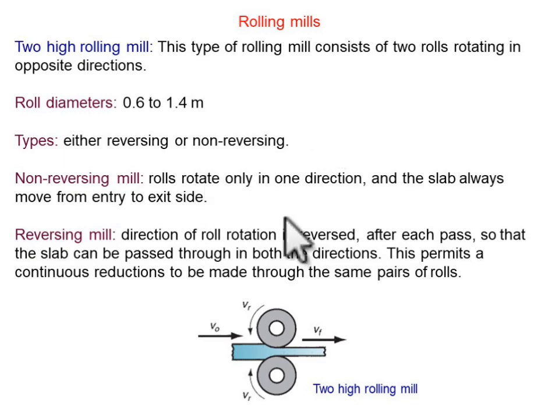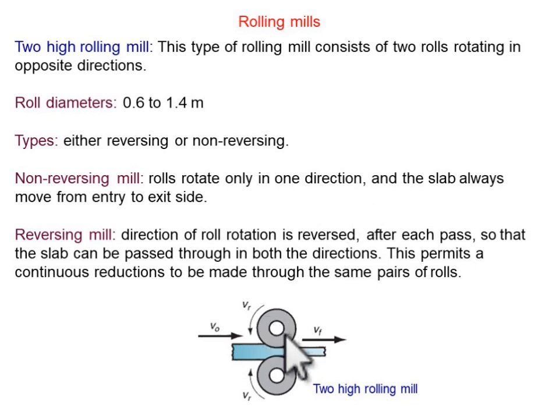Firstly, try to understand what a two-high rolling mill is. If it is written that we have a two-high rolling mill, it means it has two rolls, and the workpiece comes from the left side and goes out from the right side in this way. The roll diameter is between 0.6 and 1.4 meters. Now we need to know what is reversing and what is non-reversing. Let's start with non-reversing mills. In non-reversing mills, rolls rotate only in one direction and the slab always moves from entry to exit.